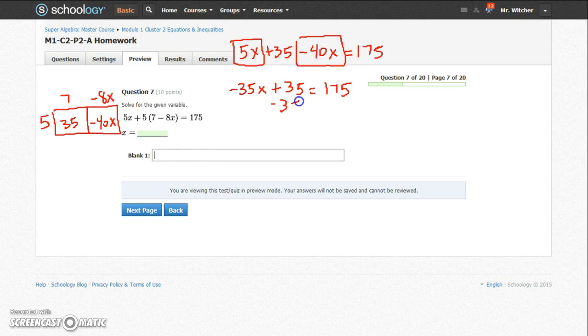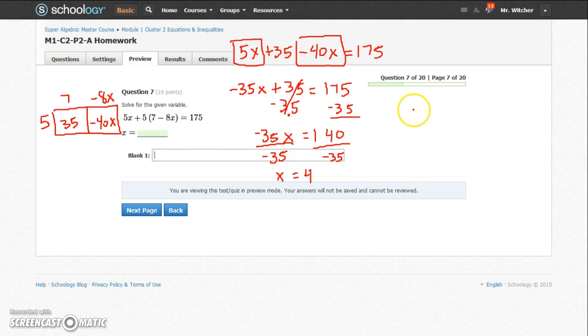I subtract 35 from both sides, and I end up with an identity which is 0. Negative 35x equals 140. I divide by negative 35. And I get x equals 4.